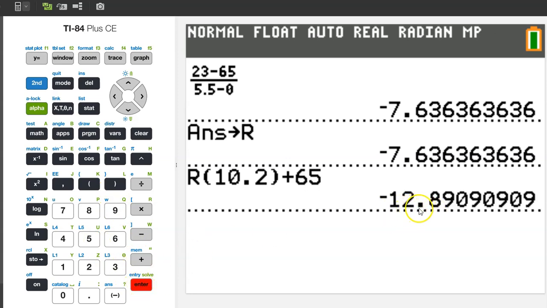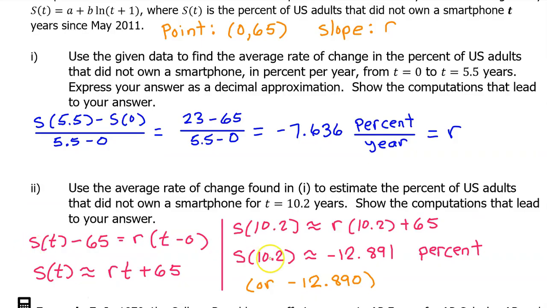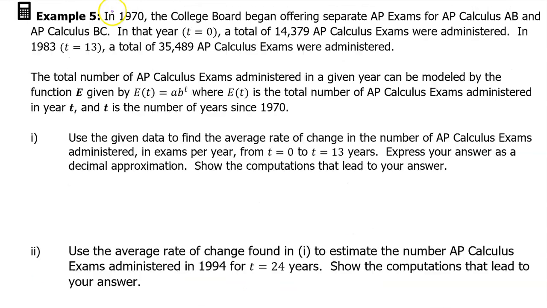And that's it, negative 12.890 if you truncate, or negative 12.891 if you round. So here's your final answer. By the way, I'm not sure if a negative percentage in the context of the problem makes sense. When you're talking about people, how can you have negative percent? But let's just ignore that for now.